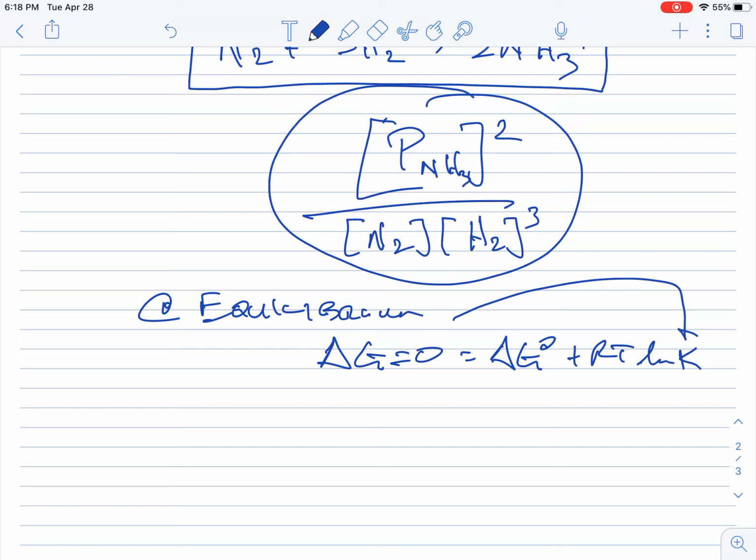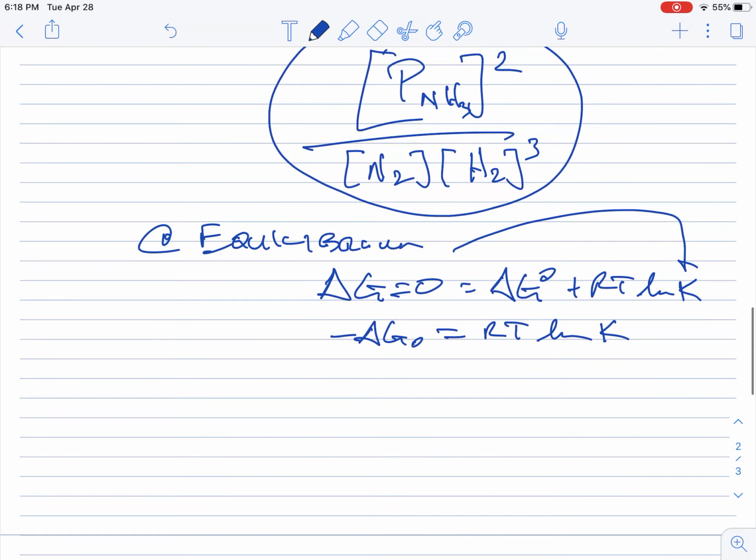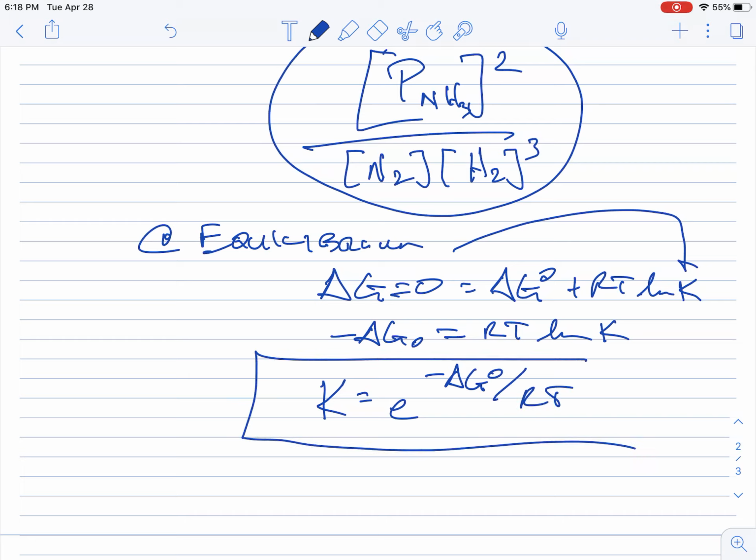Now, let's do a little bit of magic here. I'm going to subtract this delta G over. So I'm going to have negative delta G naught equals RT times the natural log of K. Then if I solve for K, I'm going to get e to the negative delta G naught over RT. So again, this should be old school and potentially an aha moment, where you go, oh, this is kind of cool.